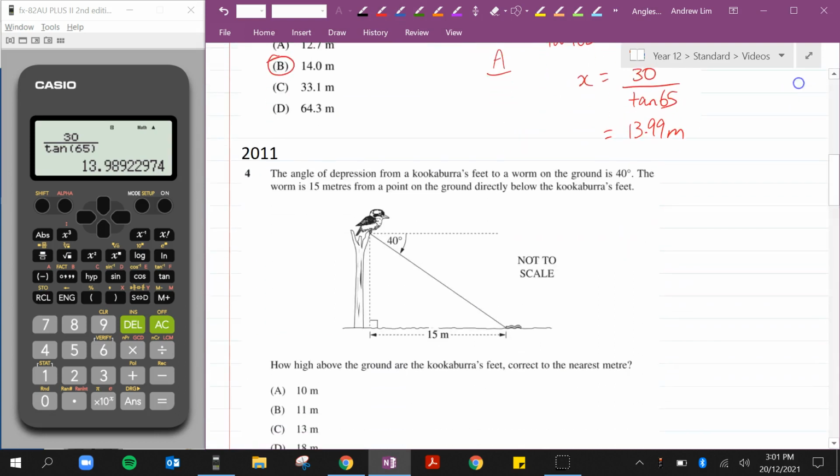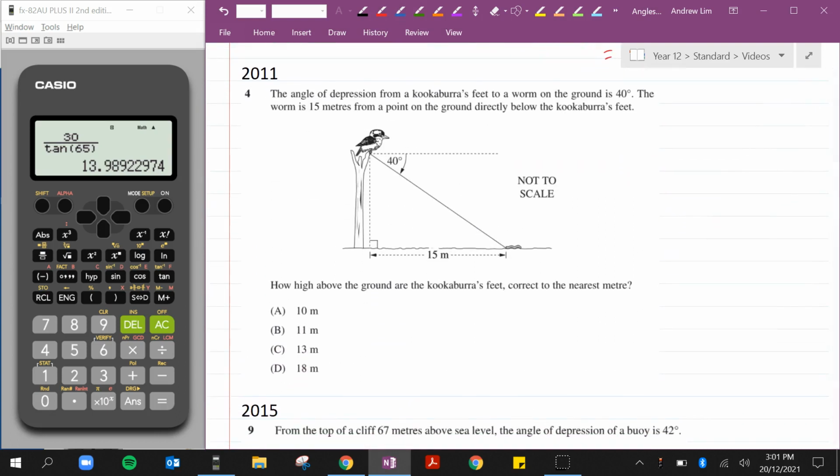Right. This next question is question 4 from the 2011 paper. The angle of depression from a kookaburra's feet to a worm on the ground is 40 degrees. The worm is 15 meters from a point on the ground directly below the kookaburra's feet. How high above the ground are the kookaburra's feet? Correct to the nearest meter. So we want to work out what this is. I'll just call it h for the height.